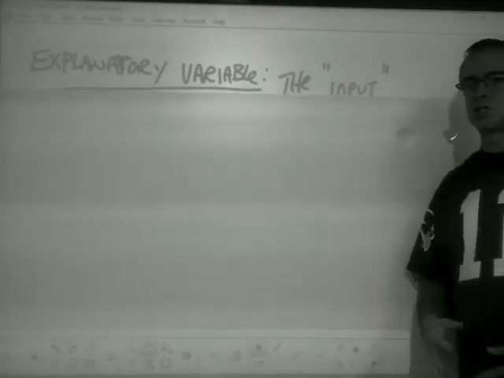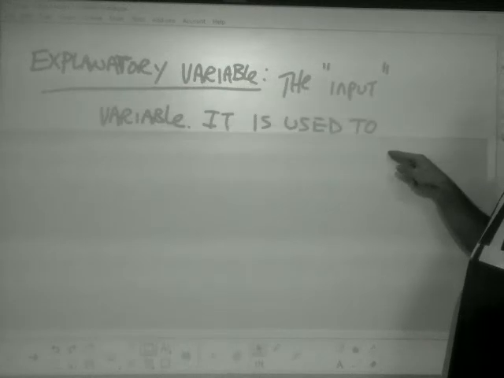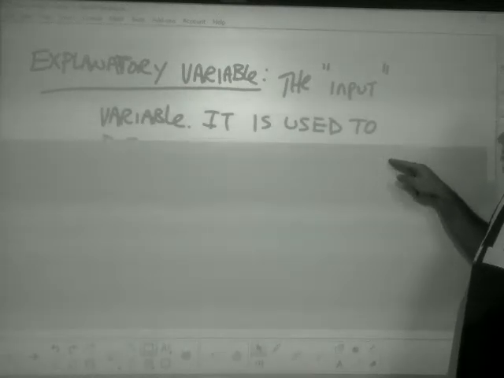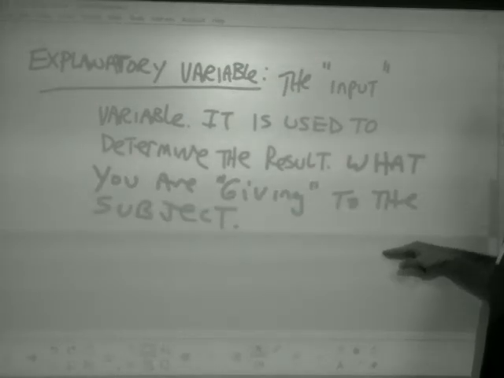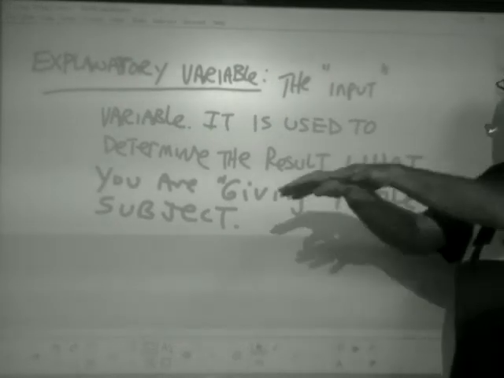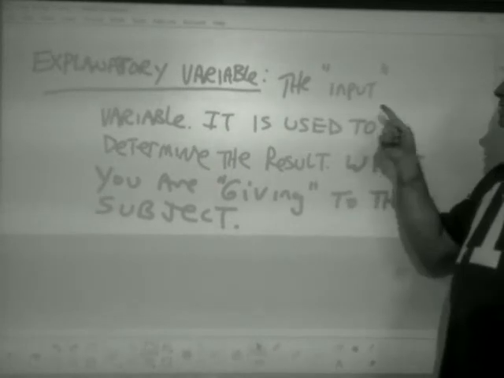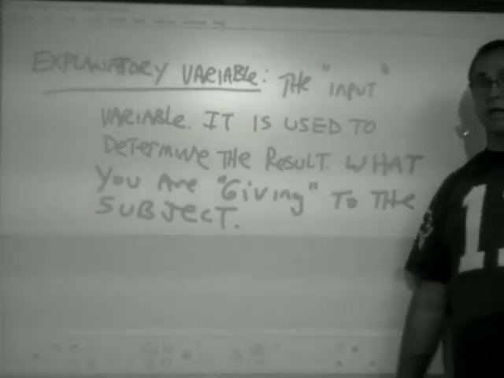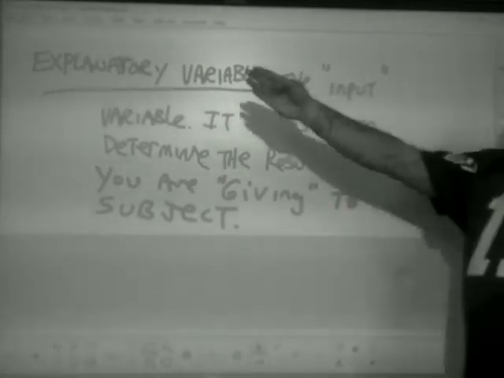So, some of the pieces of this controlled experiment. We have one variable called the explanatory variable. It is the input. It is used to determine the result. It's what you are giving to the subject. So the explanatory variable is what you're doing to them. It's what you're giving them. It's how you're manipulating them. It is the variable that you are trying to test out. The explanatory.